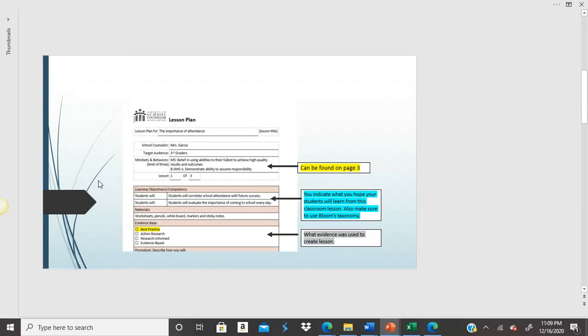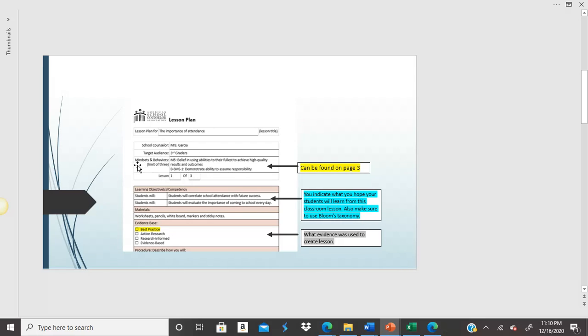So to begin your lesson plan, you will title your lesson plan here. Your title of your lesson plan could be anything you want it to be titled as. For me, it was the importance of attendance. Right here, you will indicate your name where it says school counselor. Your target audience is just the student population that your classroom lesson is being created for.